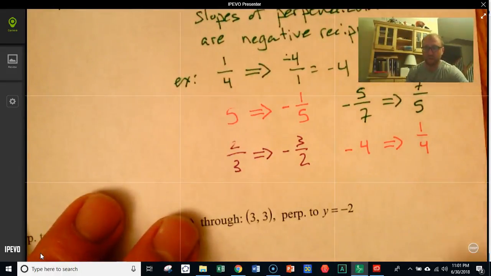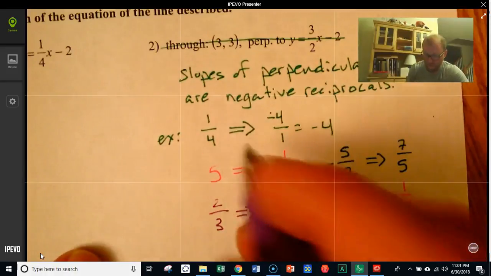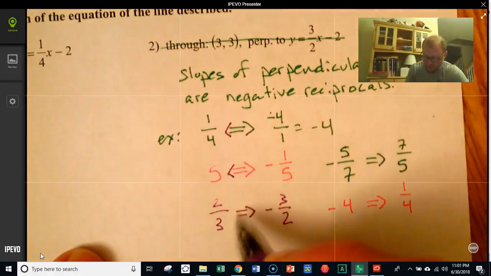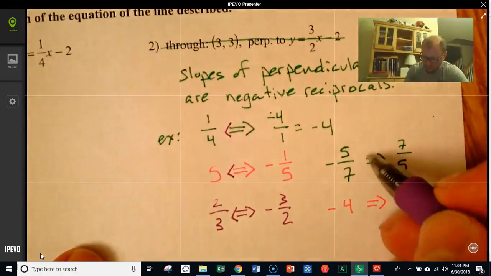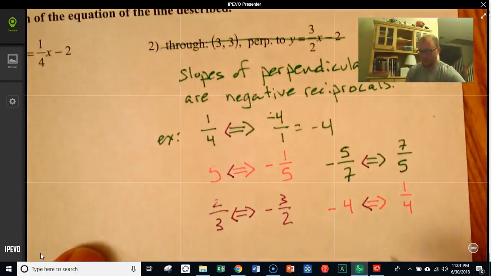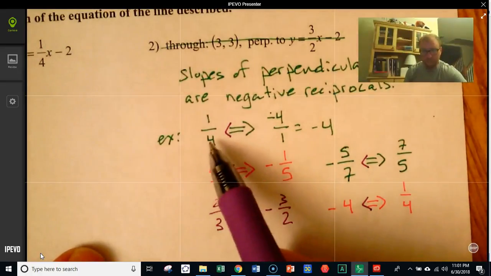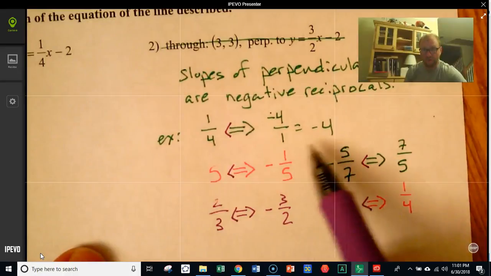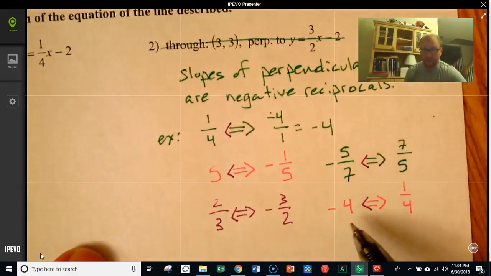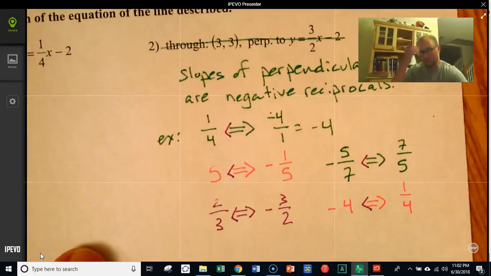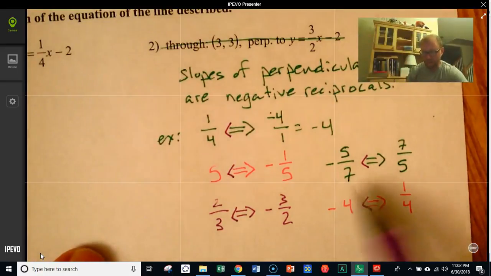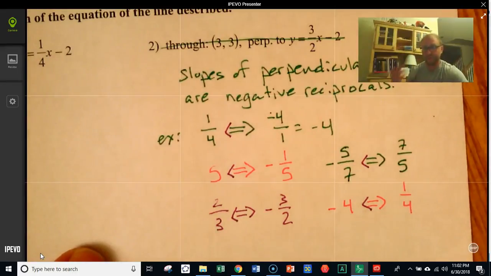And of course, negative reciprocals isn't like a one-way thing. These actually go back and forth. The negative reciprocal of 1/4 is negative 4, and the negative reciprocal of negative 4 is negative 1/4. One thing you want to notice too is that anytime you multiply a number by its negative reciprocal, you get negative 1. So negative 4 times 1/4 is negative 1. Negative 5/7 times positive 7/5, negative 1.